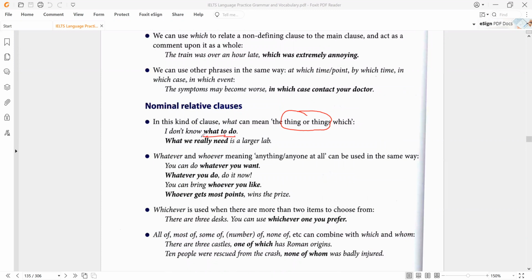I don't know what to do. I don't know what to eat. I don't know what to call. I don't know what to write about. فإذا هنا كلها تتكلم عن الأشياء, things. What we really need is a larger lab. What we really need is a better internet connection. What we really need is a faster internet, we say service. إذا هنا نتكلم عن things.